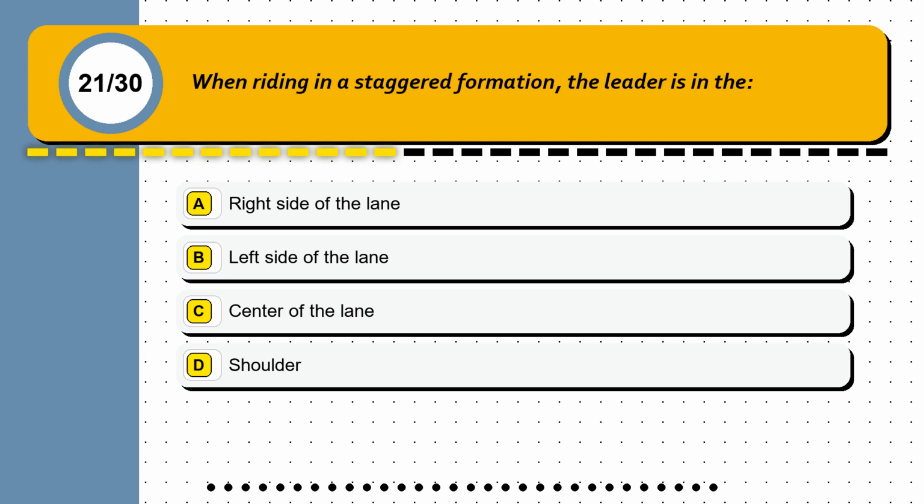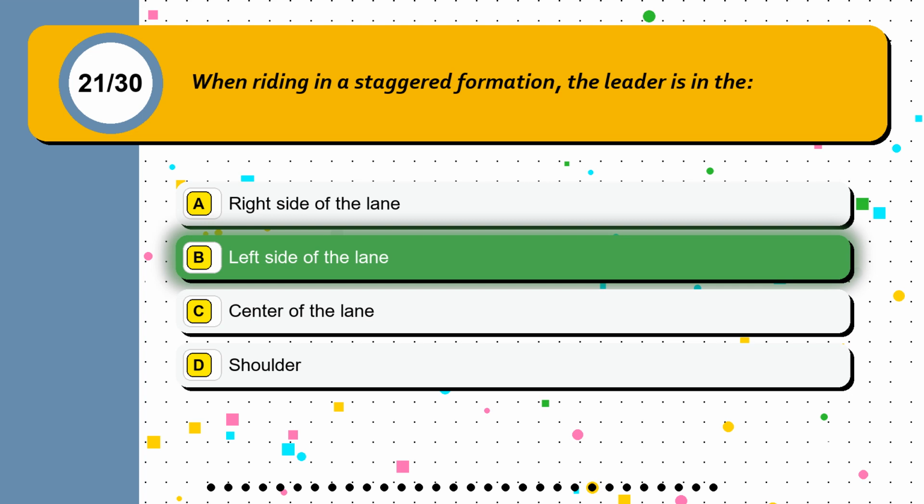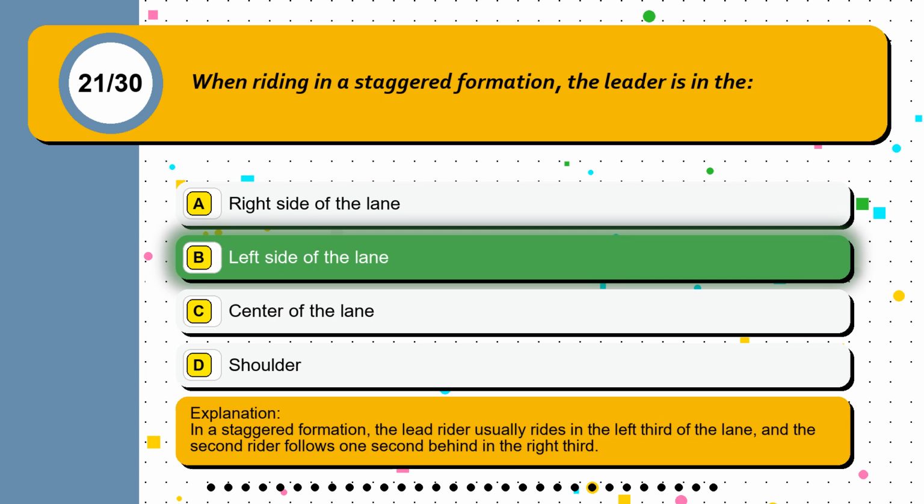Option B, left side of the lane. Option C, center of the lane. Option D, shoulder. The correct answer is option B, left side of the lane. In a staggered formation, the lead rider usually rides in the left third of the lane, and the second rider follows 1 second behind in the right third.